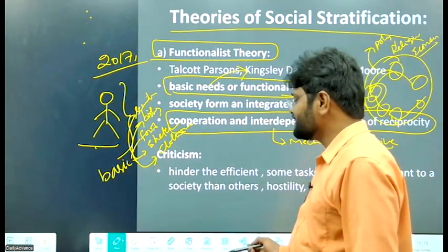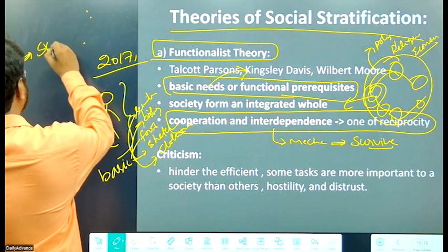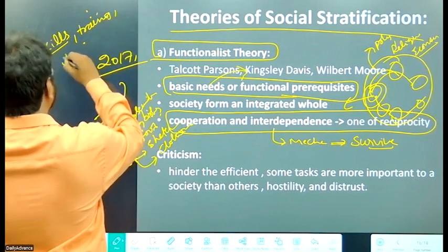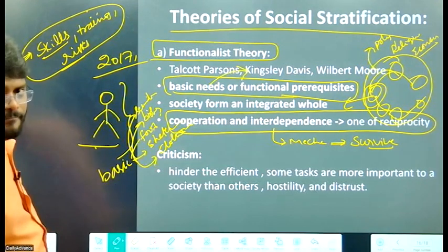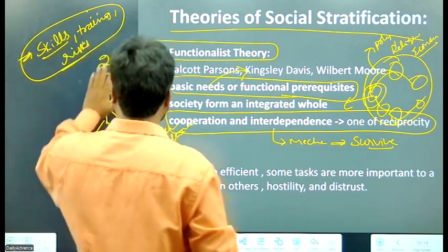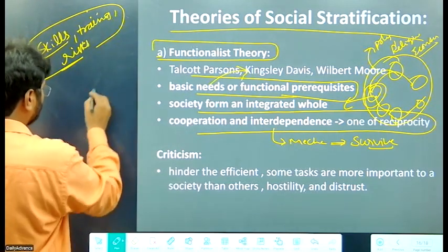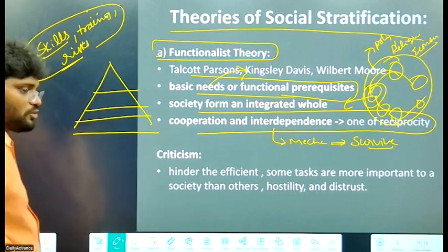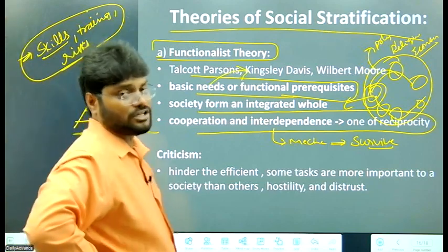So here the inequality or ranking comes because of the differentiation in their skills, training, and risks, the risks associated with their work or their production of goods and services. For example, if you take the Indian context, even though Brahmins have separate functions, Kshatriyas have separate functions, Vaishyas have separate functions, and Sudras have separate functions, why should we always place the Brahmins on top?